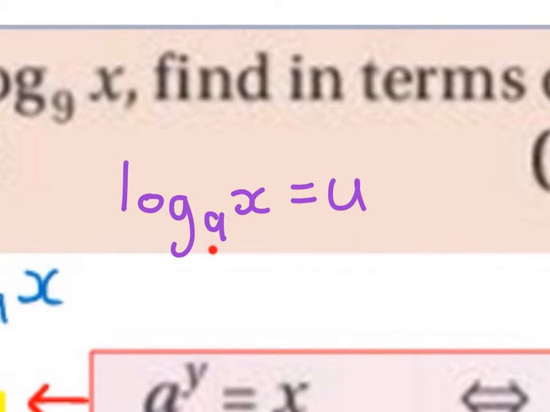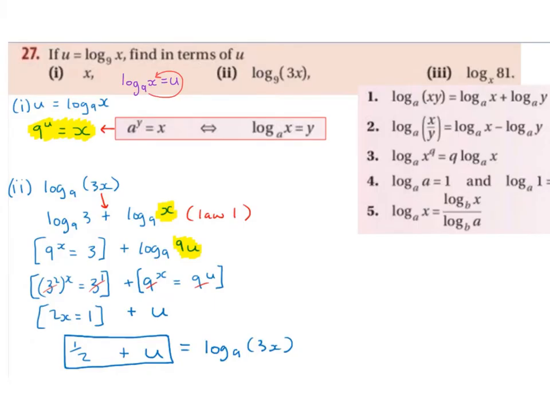So again, I start with the base of 9. I wrap my scorpion tail around what is usually the x, in this case the u, pass the equals, and I end up at the argument. So 9 to the power of u is equal to x. That's just the answer to the first part, because we have x in terms of u. So 9 to the power of u is equal to x, or x is equal to 9 to the power of u.